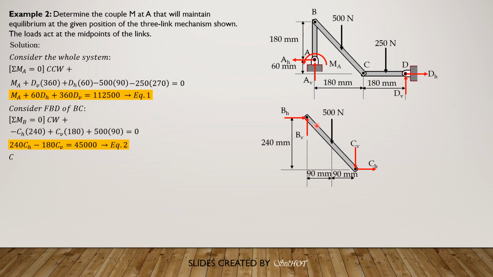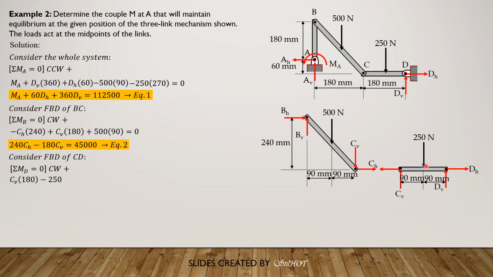Then let's draw the free body diagram of CD. Let's transmit these forces like that. So summation of moment about D equals 0, then we can now compute CV. So CV clockwise positive, CV times 180 minus 250 times 90 equals 0. So CV is 125 newtons upward. Likewise, summation forces X equals 0, so negative CH plus DH equals 0, or CH equals DH.